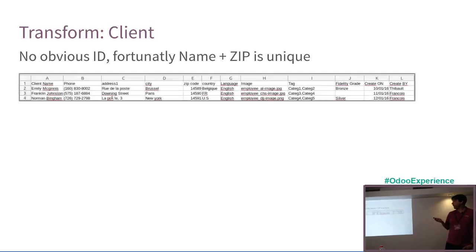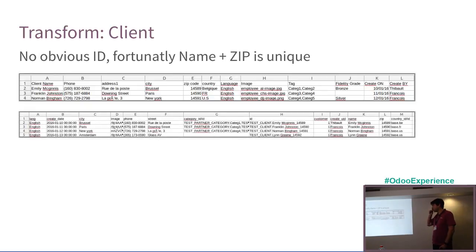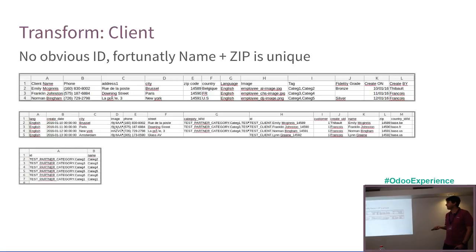Transform the client. Well, the challenge was that there is no obvious ID. So unfortunately, the concatenation of name and zip was unique. Other than that, we had tags in a separate file, create date, language, country, and I think I don't have salesman. So this was the final result.